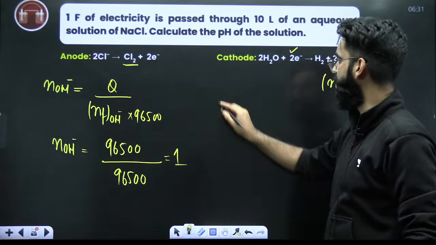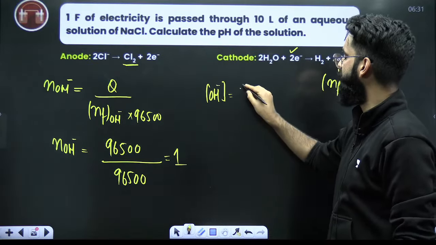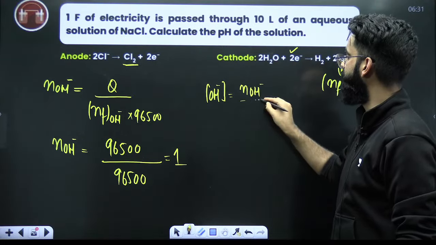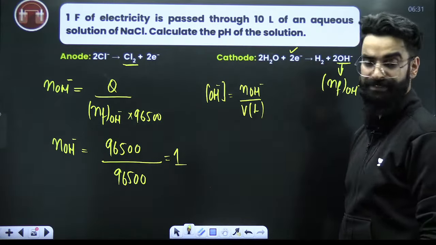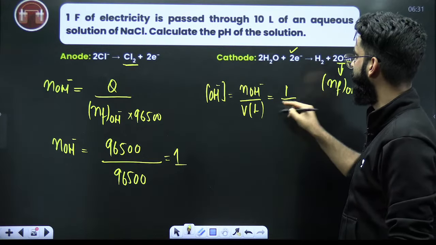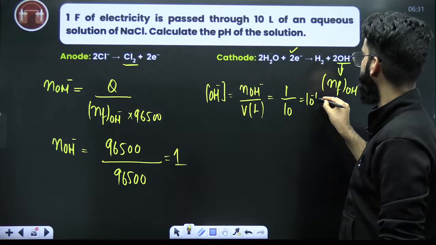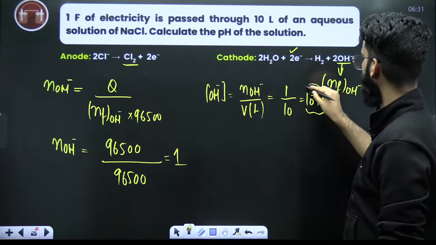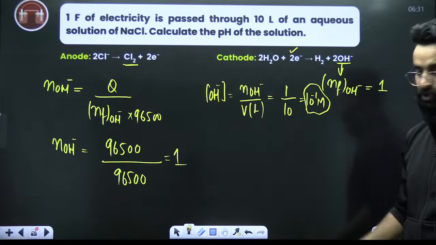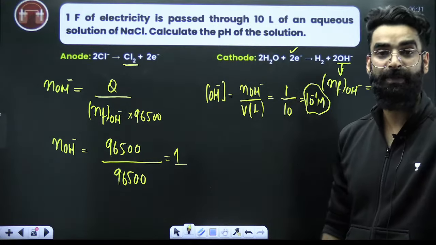If you got the moles of OH negative, can't we get the OH negative concentration in the container? It has to be equal to moles of OH negative in the container divided by volume of solution in liters. Now tell me, how many moles of OH negative do we have? 1. Volume of solution in liters, that's 10 liters. The value is 10 raised to the power minus 1 molar. So this is the concentration of OH negative in the final solution once the electrolysis is complete.